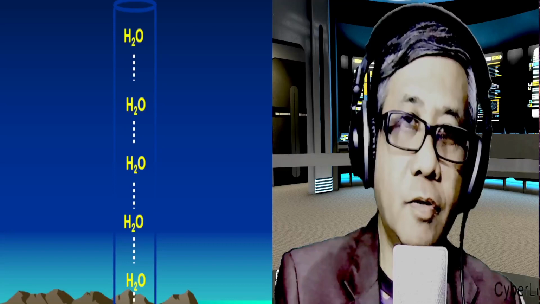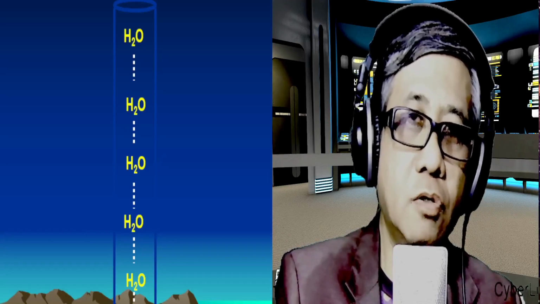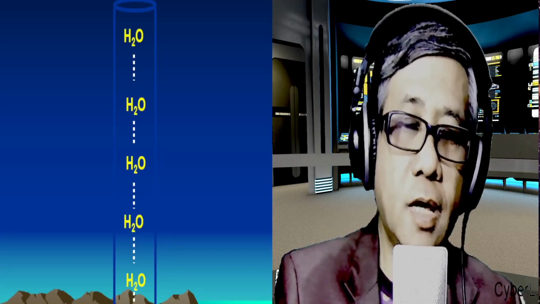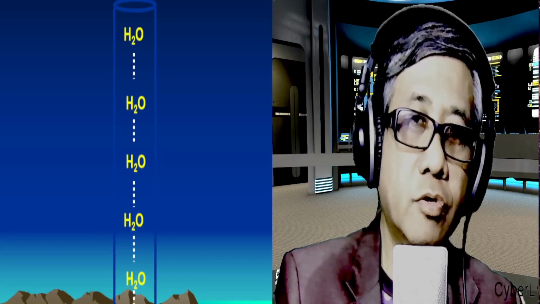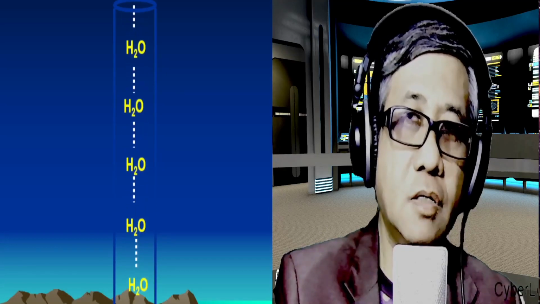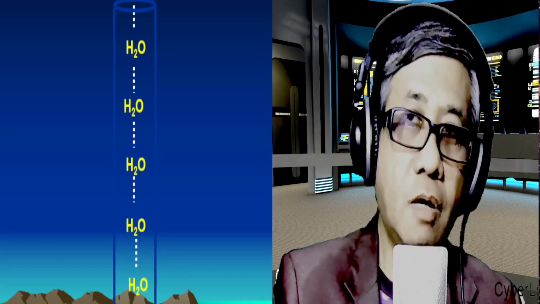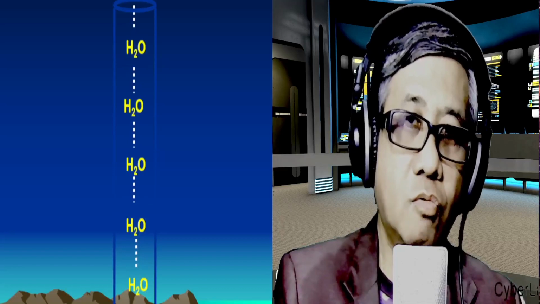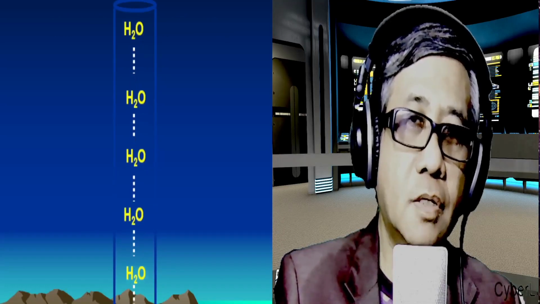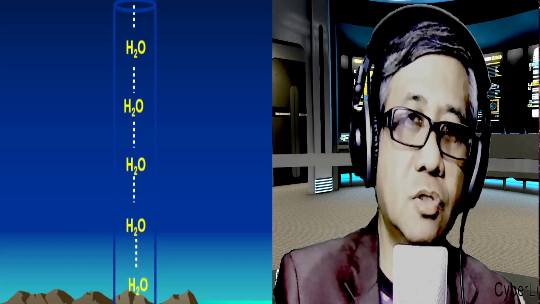Now, in the leaf, there is evaporation of water. Water is converted into gas. And as the water is converted into gas, the adjacent water molecules are pulled up, as you could see in this animation. As the adjacent water molecules are pulled upward, the entire water column is also pulled upward. So that is the so-called cohesion tension theory.